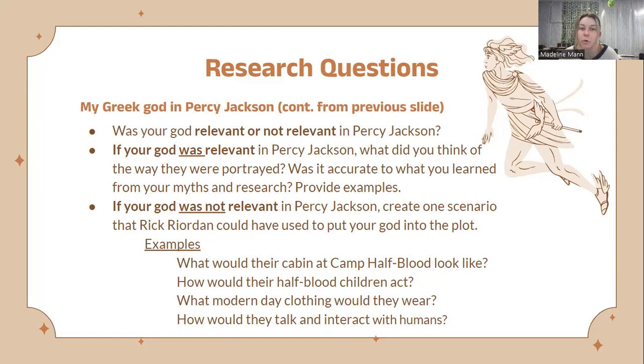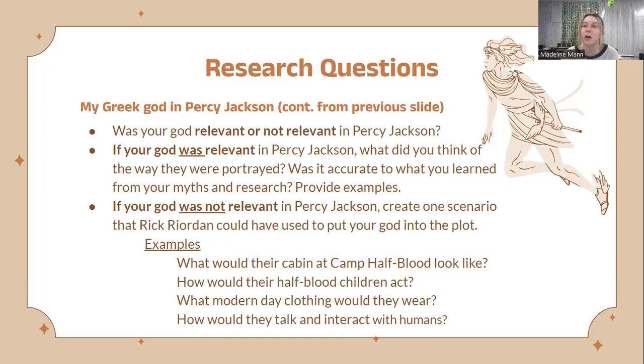So some of these examples would be, what would their cabin at Camp Half-Blood look like? Each cabin sort of had a theme based on the Greek god's personality and style and that sort of thing. So what would your Greek god's Half-Blood cabin look like? Maybe how would their Half-Blood children interact? For example, Ares had a bunch of children at Half-Blood Hill that were kind of aggressive because he's the god of war. So if your Greek god had Half-Blood children at Camp Half-Blood, how do you think they would act? What modern day clothing would they wear? Like all of our Greek gods, none of them were really rocking the togas at this point. They were more dressed in our modern day clothes. So if your Greek god had been in Percy Jackson, what do you think they would dress like?